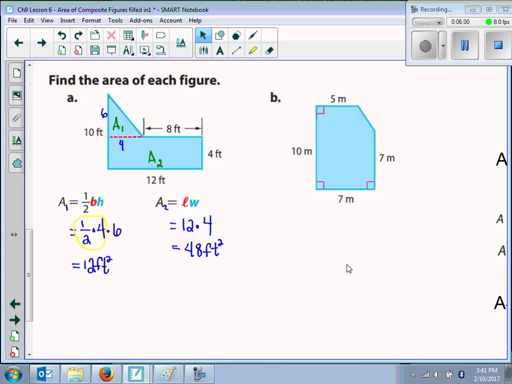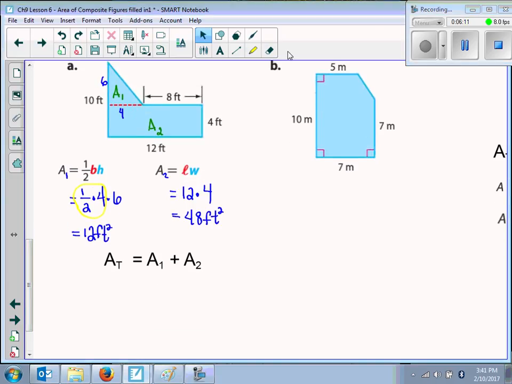And then to find the total area, we just add those together, right? So the total area, so I put AT for total, is equal to area 1 plus area 2. So area 1 was 12, and this is how we're going to write this. We're going to write 12 here, plus area 2, which is 48. And when we simplify that, we end up with 60.